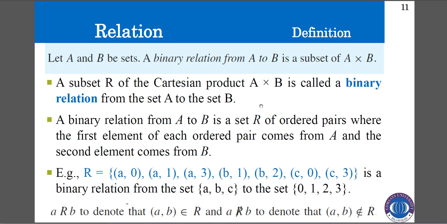For example, R equal to the ordered pairs (a, 0), (a, 1), (a, 3), (b, 1), (b, 2), (c, 3), (c, 0) is a binary relation from the set {a, b, c} to the set {0, 1, 2, 3}. The relation between a and b is denoted by a R b to denote that the pair (a, b) belongs to R, and a not related to b is denoted by the pair (a, b) not belonging to R.